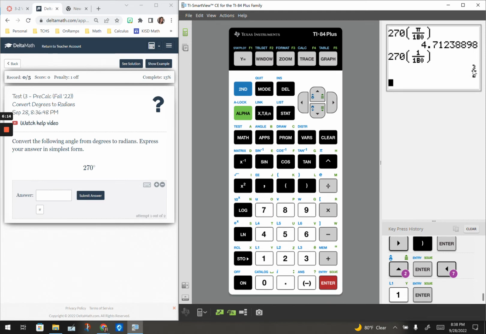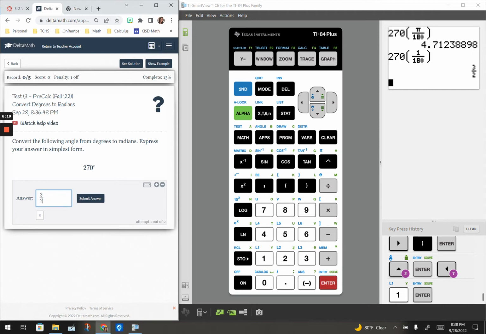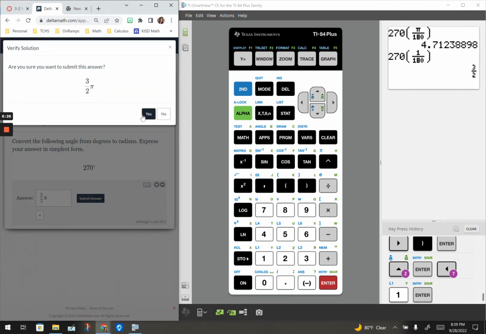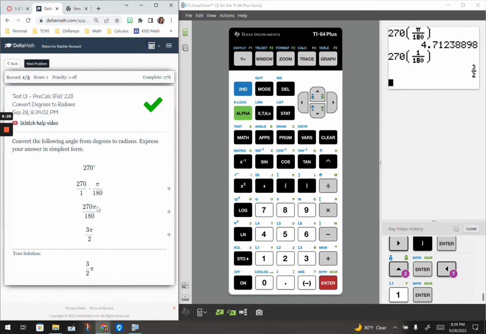I'm going to put 3/2, but then I am going to reinsert the pi that I was holding, and I'm going to hit enter, okay? And I'm done.